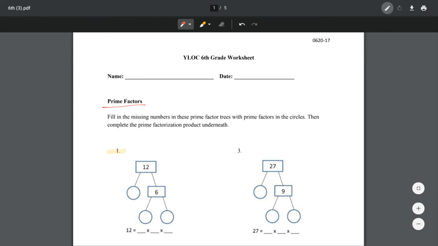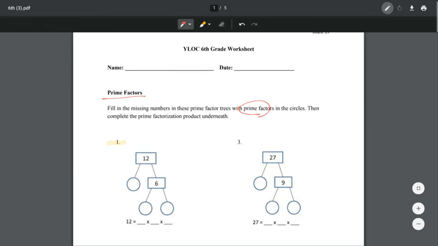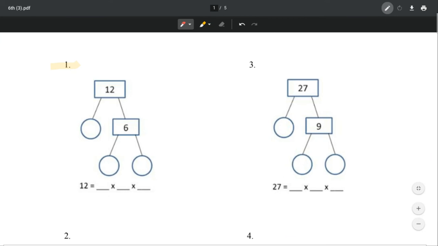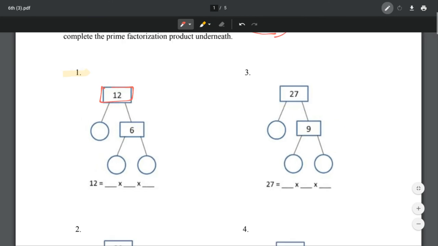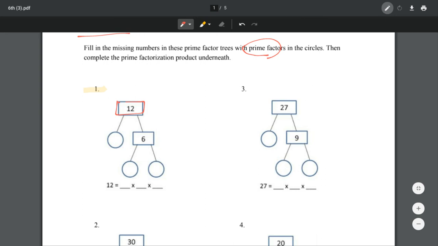So prime factors. We are asked to fill in the missing numbers in these prime factor trees with prime factors in the circles. Then complete the prime factorization product underneath. Okay, so let's look at number 1 together. We have 12, and we are asked to find its prime factors.